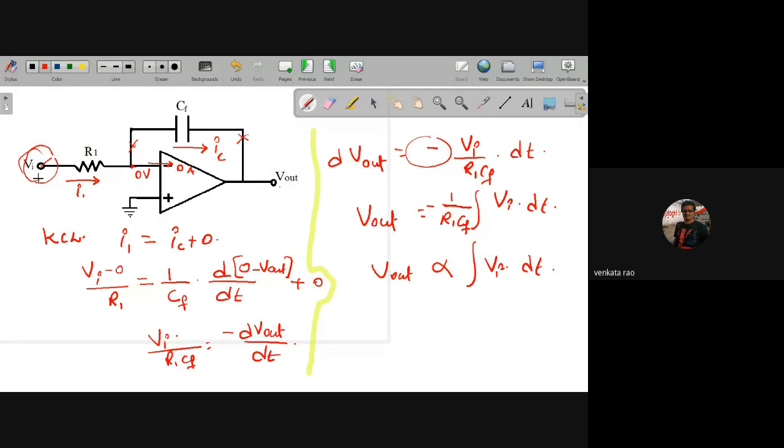So next we go to the frequency response of this. Now see, I'm going to the frequency response.